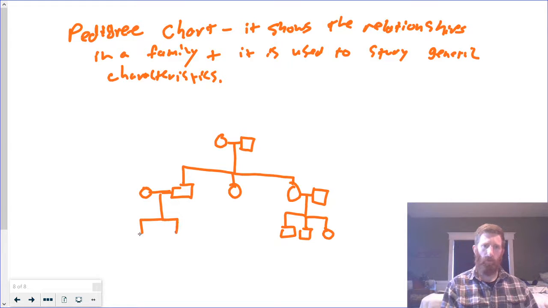Oh, and those should be on kind of the same level, right? Because all these are one generation. They're going to have two daughters. Okay, so that's a pedigree chart that shows family relationship, right?